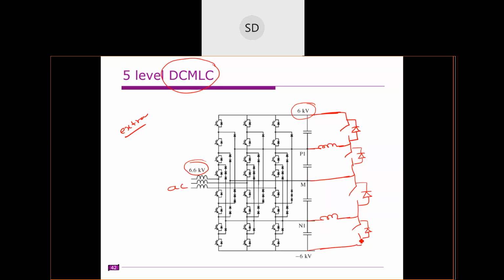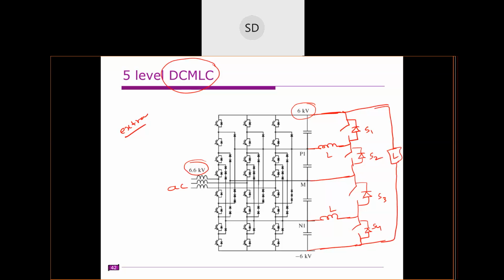Okay, so this is the arrangement. You have inductor L here, another L. These are the additional switches S1, S2, S3, S4, and we have the DC source on the other side. That is connected to the load. It's clear.